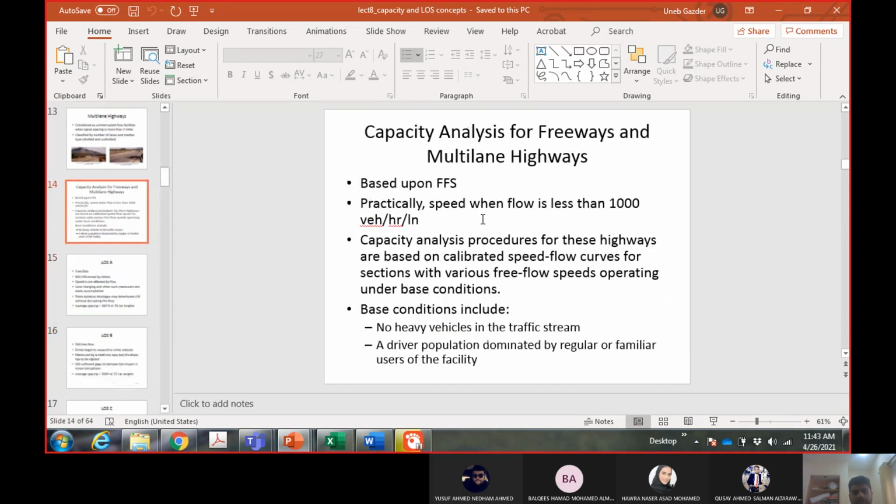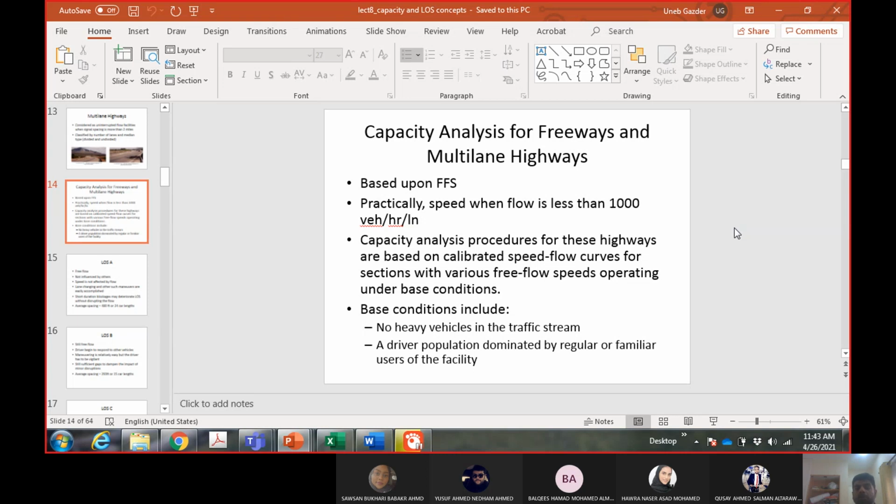Then, this analysis, so free flow speed, I already explained to you in the spot speed chapter as well, and you have already collected the free flow speed samples for your term projects. That this is a speed when the flow is less than 1000 vehicles per hour per lane. Okay, so you can take the free flow speed of the highway segment when you have less than this flow.